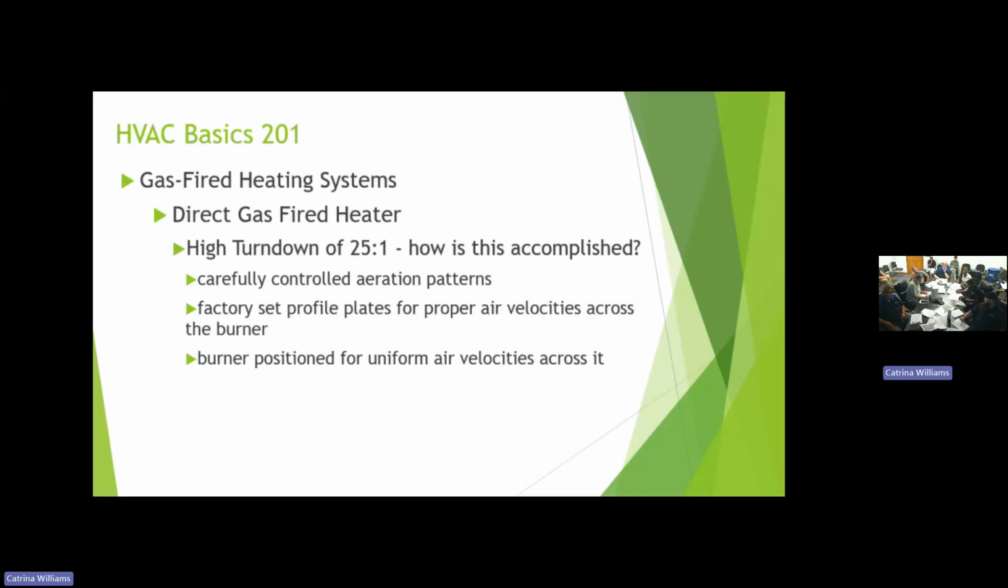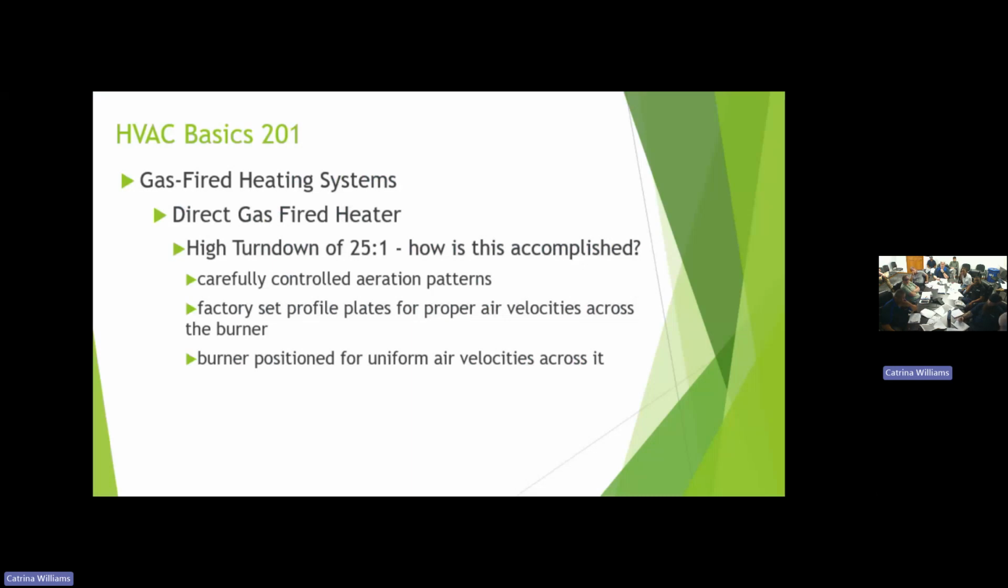How was this accomplished? Getting a high turndown. The first one, we have controlled aeration patterns. We'll go back to the pictures later to show this better. The roll-up plates that sit around the burner maintain the proper velocity, positioned to give a uniform pattern across it. That means we normally put it on the draw-through side. You get a lot better air pattern on the suction side than when you're trying to blow through with a high velocity.